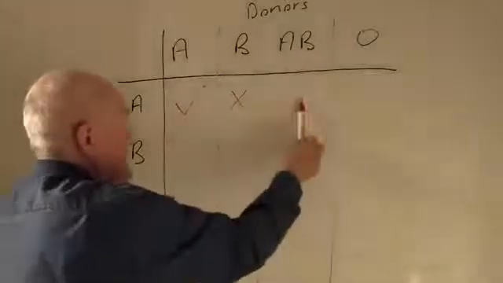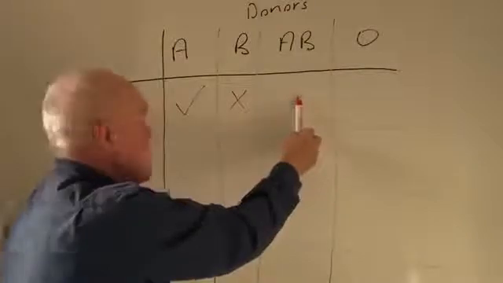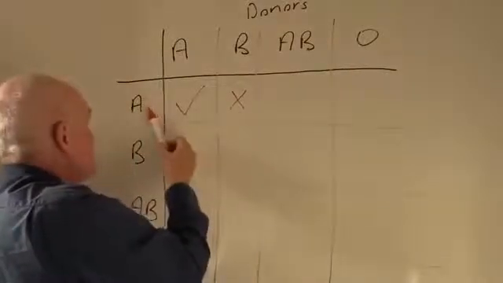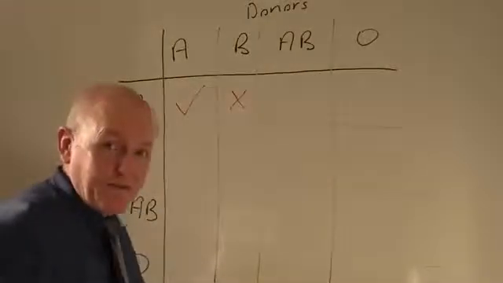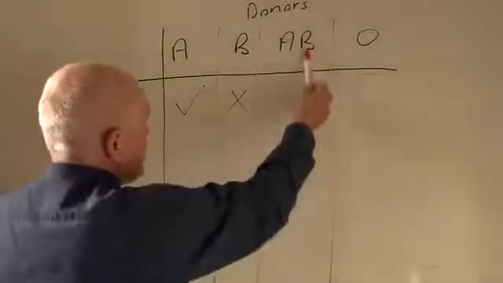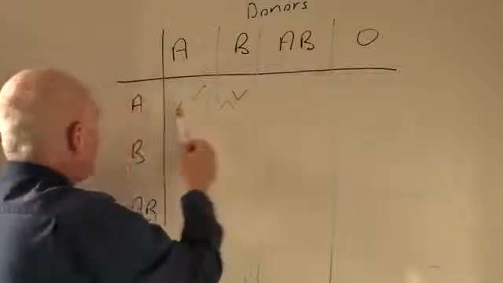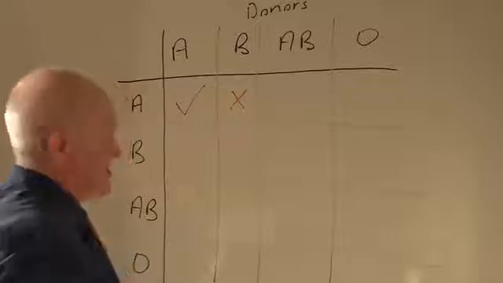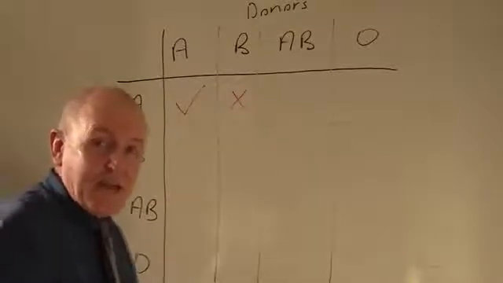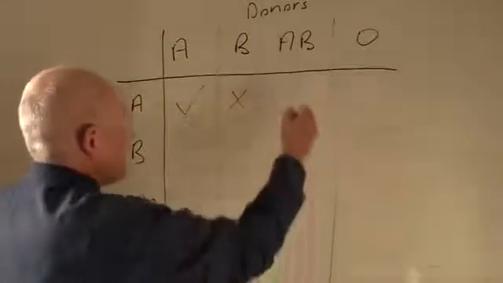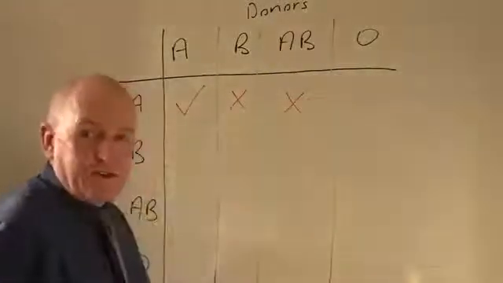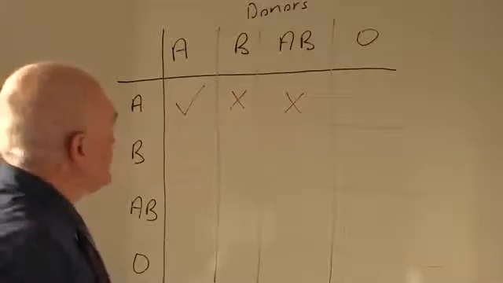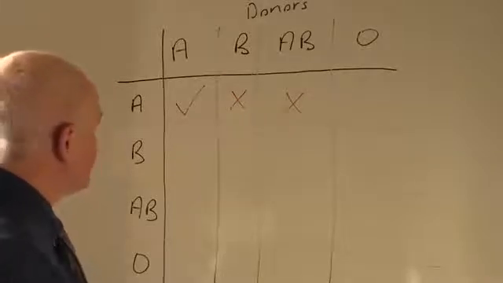Now, AB contains A and B antigens, and in the A blood there are going to be B antibodies. So in this case, the B antigens will be agglutinated by the B antibodies in the group A recipient plasma, so clearly that is not allowed. It will give a hemolytic mismatch reaction.